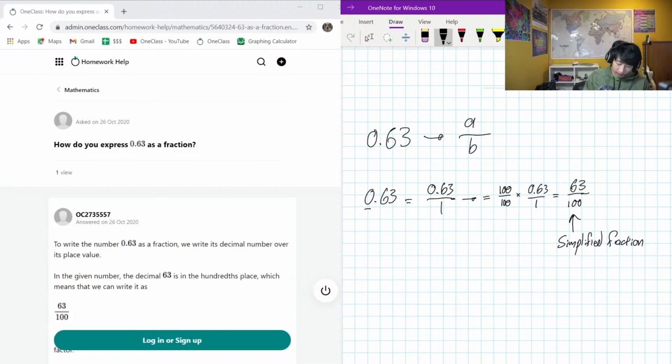Oftentimes when we have a fraction like this, most of the time you want to write it as a percent instead of dividing, or instead of a denominator of 100.